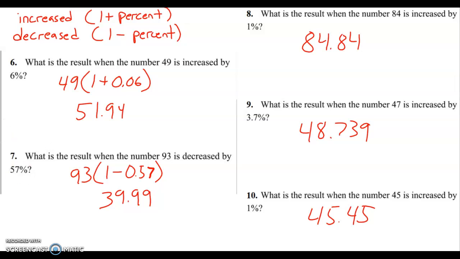So that's it for the percent review. Now we're going to take a look at some two-step equations. Here what we want to do is solve for b. So we want to get b equal to just a number. We want to isolate this b by itself.